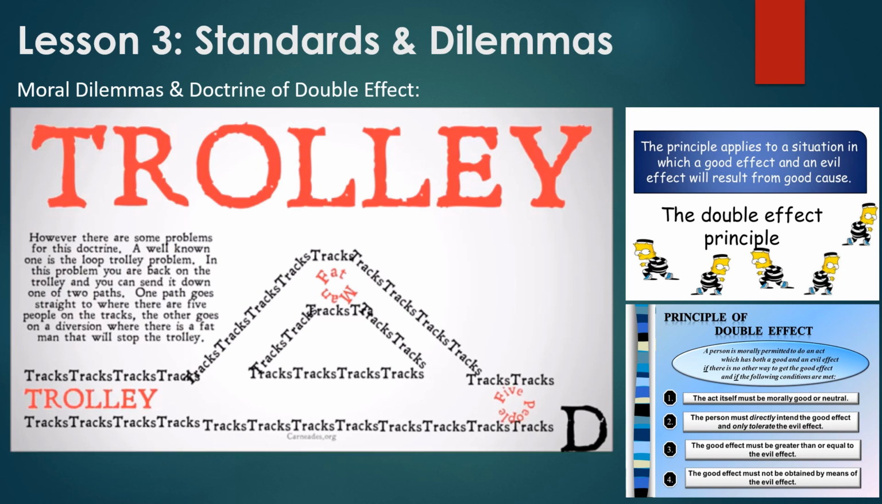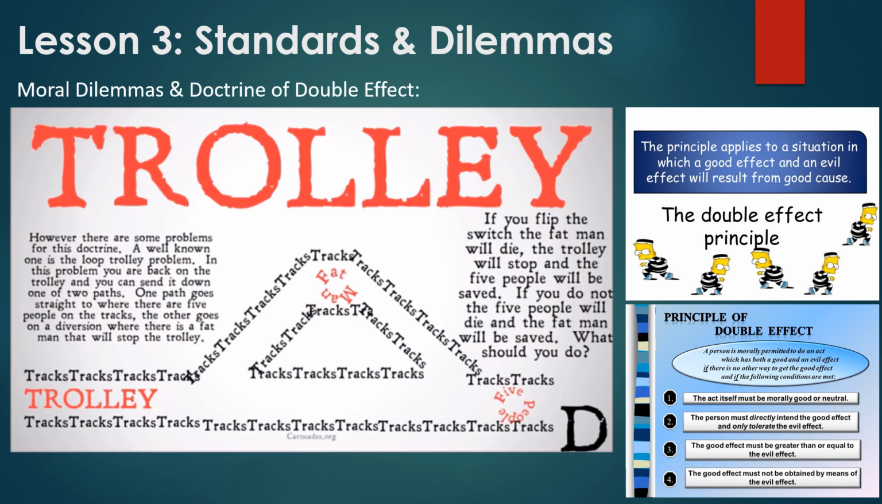However, there are some problems for this doctrine. A well-known one is the loop trolley problem. In this problem, you're back on the trolley and you can send it down one of 2 paths. One path goes straight to where there are 5 men on the tracks, and the other goes on a diversion where there is a fat man that will stop the trolley. If you flip the switch, the fat man will die, the trolley will stop, and the 5 people will be saved. If you do not, the 5 people will die and the fat man will be saved.